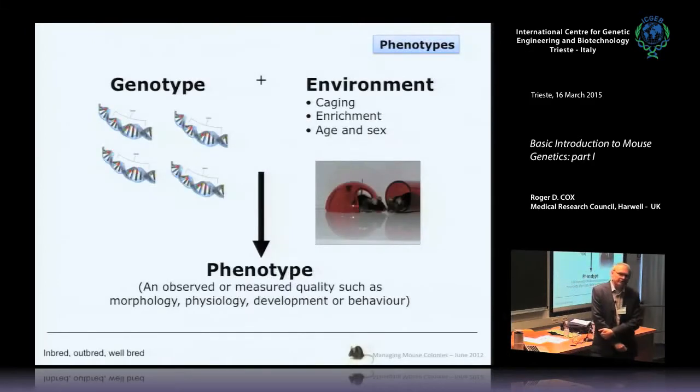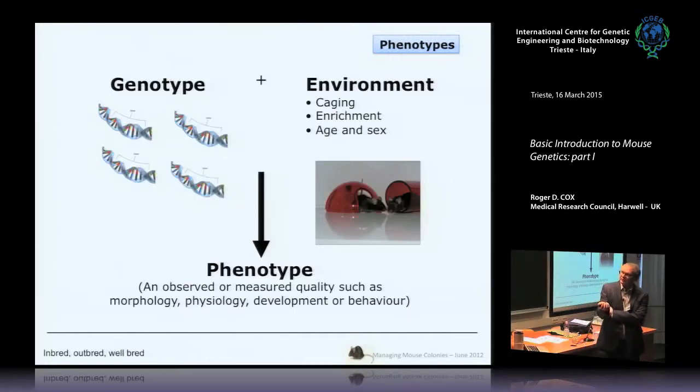So genotype, the mutations and polymorphisms that an animal has, interacts with environment. As I said, we can control the environment to some extent: caging, enrichment, age, diet, temperature. And these interact to produce phenotypes, which are things that you can measure. So behavior, clinical chemistry values, for example. Anything that you can measure is a phenotype. But it's the interaction of genotype and environment.